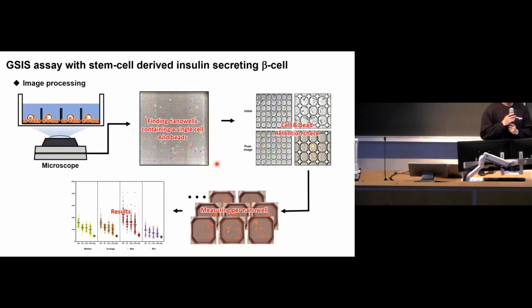Here is the image processing that I used. When I captured the images, I manually picked the nanowell with a single cell with multiple beads. Comparing two pictures, before assay and after assay, we check that all beads and all cells are in the same position. After verifying that, we measure the brightness of the beads per nanowell unit. That's how we get the result.